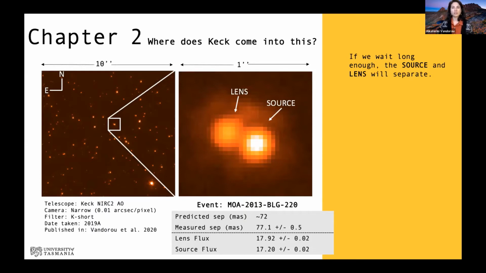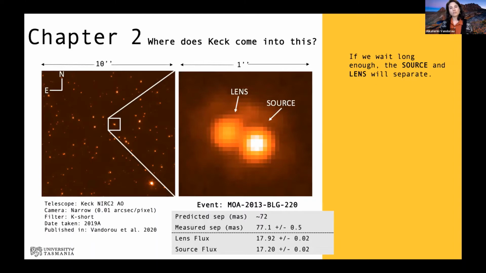This is an event that we've been working on. It's just recently been published, MOA-2013-BLG-220, where we took Keck observations 6 years after it was observed in microlensing surveys. In the detection paper, they predicted a separation in 2019 of about 72 milliarcseconds, and in our Keck images, we observed a separation of 77 milliarcseconds in 2019, which was great.